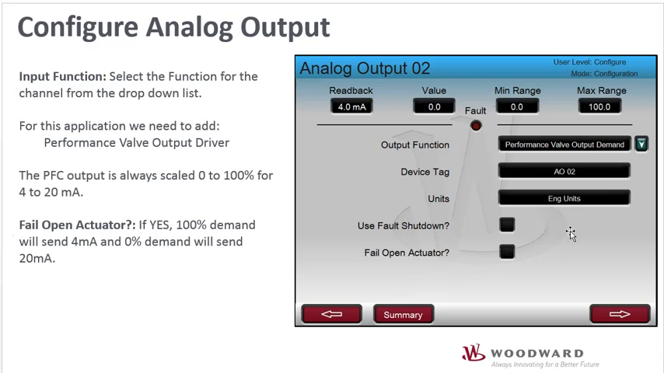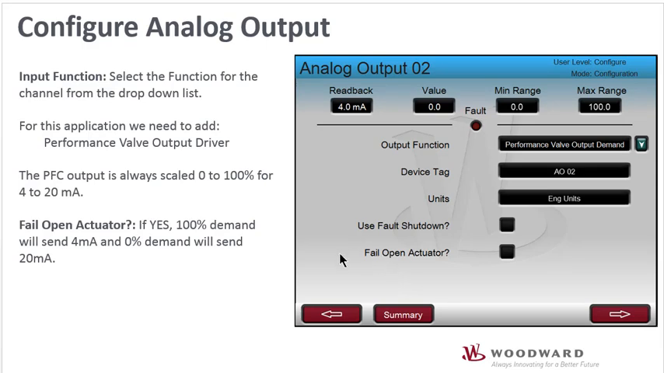Once you have selected this analog output to be used as a driver for performance, you can use a fault shutdown, meaning that if the Vertex detects a circuitry failure of the analog output, you can shut down the unit. Or if this is unchecked, then the failure will show up as an alarm. And there is a fallback strategy here that will show in the service menus.